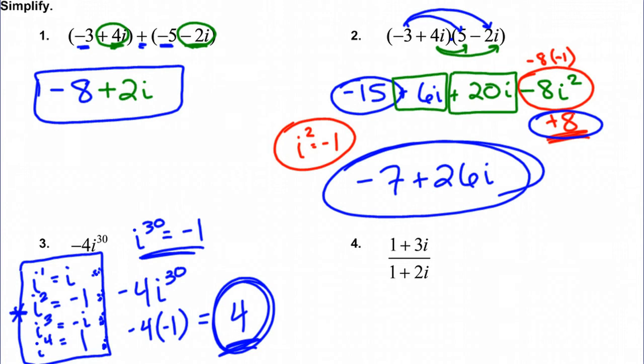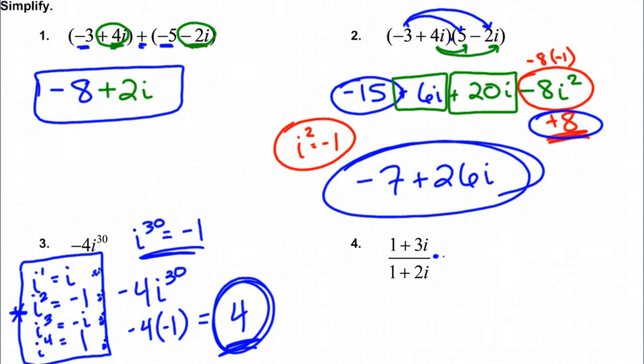Now our last one here on the screen is a division problem, and it's basically in the form of a fraction, and we've determined that we don't need to leave an I in the bottom of a fraction at any time. It's just like leaving a radical in the bottom of a fraction. We don't do it. So what we should do at this point is multiply the conjugate of the bottom term, or the denominator, to both the top and the bottom, and observe what happens.